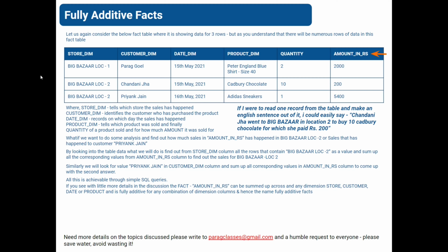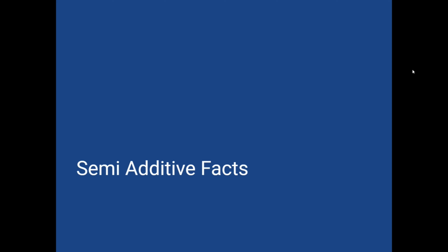However, just an addition to that, we can also figure out how much sales has happened in a particular period by Parag Goel from Big Bazaar in location 1 for a particular product. And similarly, for all those values, we can dig into it and find out all those corresponding amount in rupees values and add those up and report it in our MIS report for the business users. So the facts that can be summed up across all dimensions are fully additive facts. And in this example, we have amount in rupees fact that can be summed up across all the related dimensions in this fact table. Now let us move to understand the semi-additive facts.